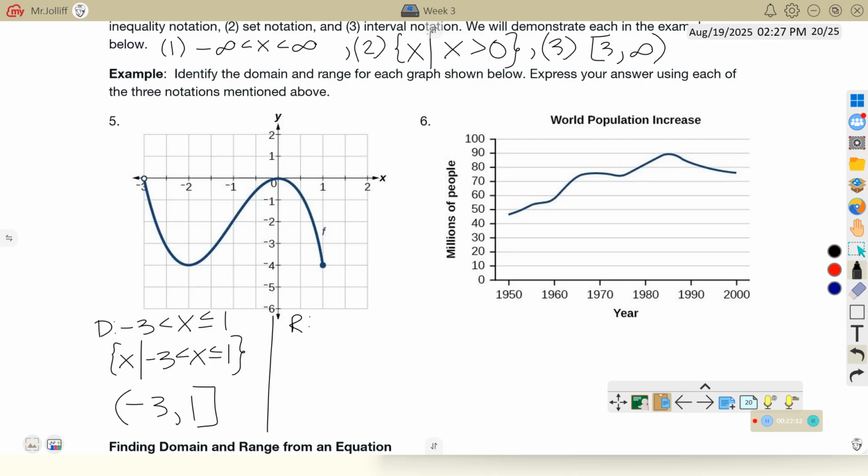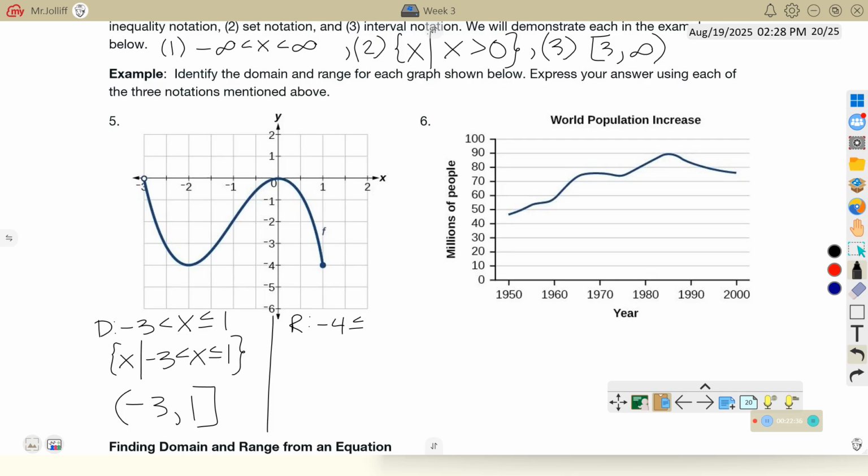Same thing for the range. I'm going to do this one a little bit faster. So range is looking top to bottom. My lowest point is right here at -4. And both of those points at y is -4 are filled in. They're part of the graph. That's a less than or equal to.